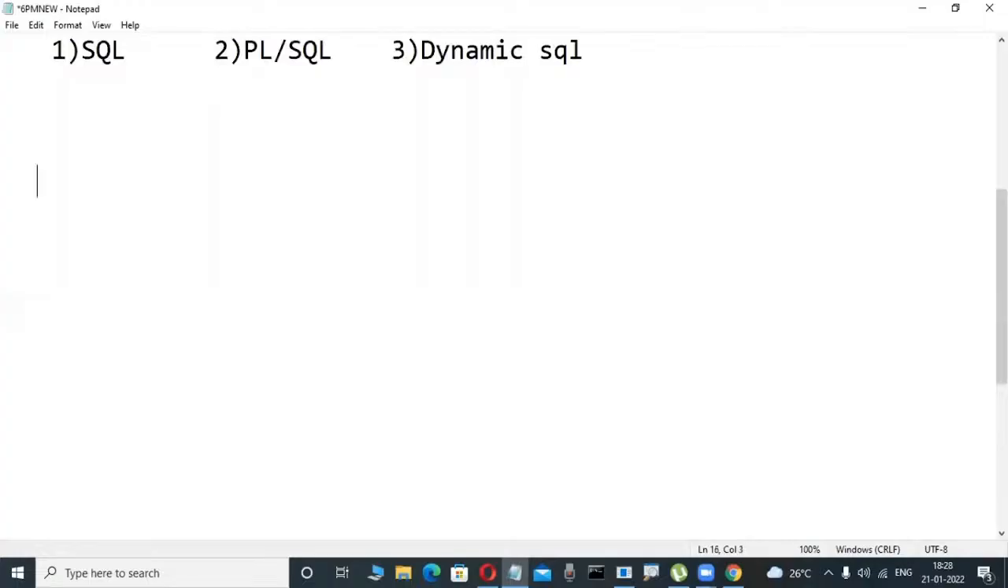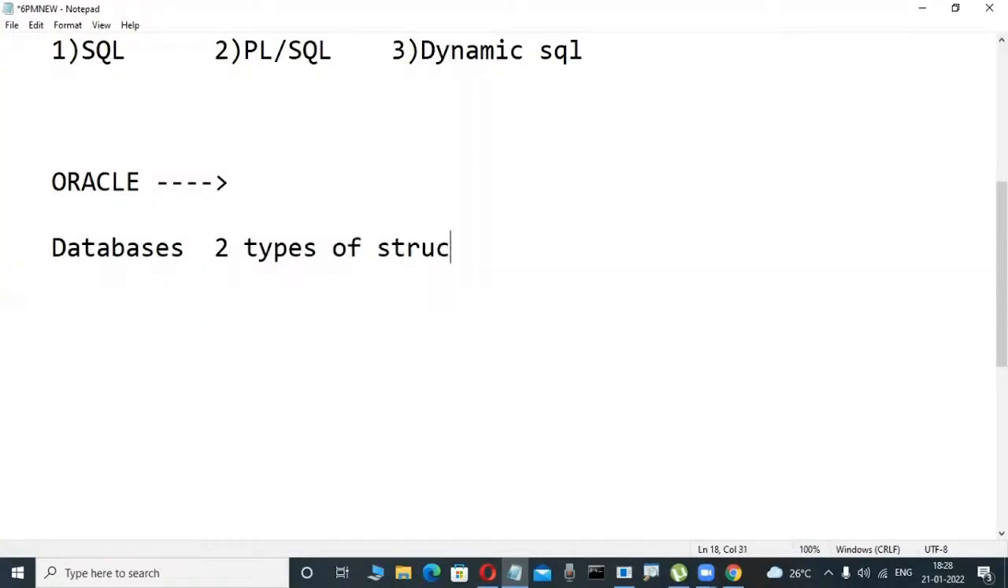Actually, these relational databases are there: Oracle, SQL Server, DB2. These are relational databases. But unfortunately, these databases have two types of structures. You must be familiar with this before we start our courses. Observe here, two types of structures are there. Don't write it, just observe.